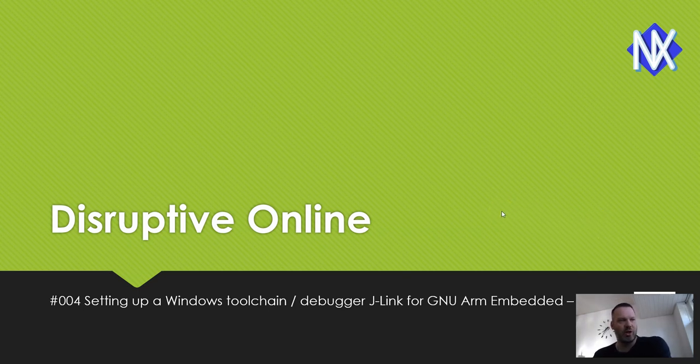In this session we are going to talk about setting up a toolchain in Windows. We do that with different tools like Eclipse, and we're also going to do that with Visual Studio Code. I'm going to show you how to do that and install all the tools step by step. I hope you will enjoy the video.